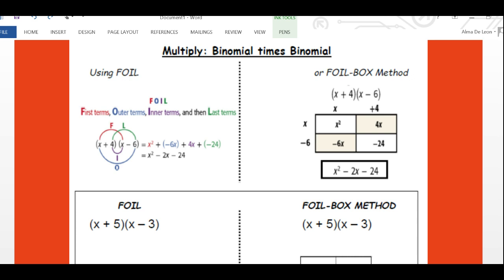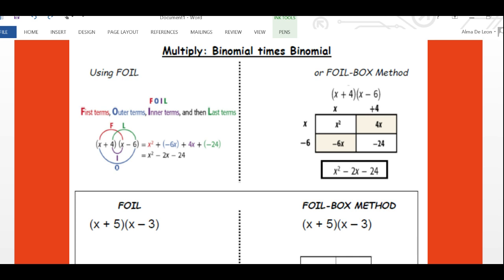The first one that we're going to look at is called the FOIL method. FOIL stands for, the F in FOIL stands for first terms, which means you multiply the first terms in your parentheses together. O stands for outer, which means you multiply the outer terms in the parentheses together. I stands for inner, so you multiply the inner terms together. And then L stands for last, which means you multiply the last terms in the parentheses together.